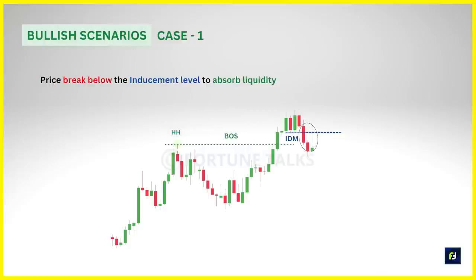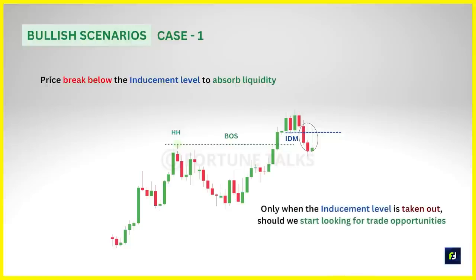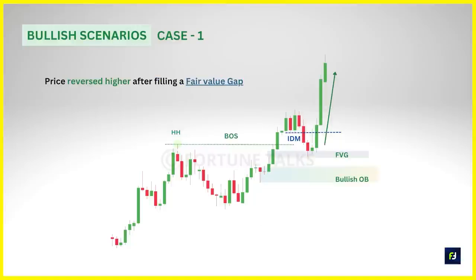Now you can see what happened next. The price moved lower and broke below this inducement line. This means that the liquidity below the inducement level has been absorbed, or the uninformed retail traders are trapped. Only when the inducement level is taken out should we start thinking about a trade. Mostly, the market will move in the direction of the existing market trend after taking out the inducement. But this does not have to happen immediately. The price can reverse after sweeping a liquidity area, or it can reverse from an order block also.